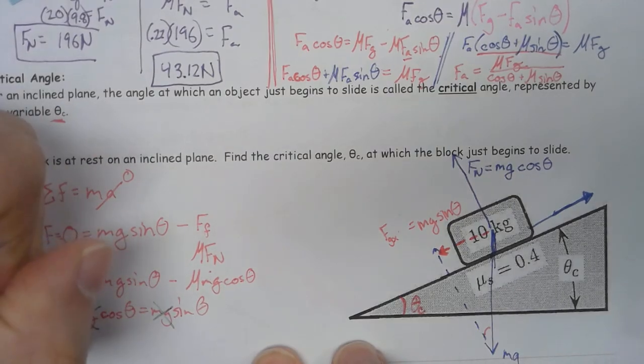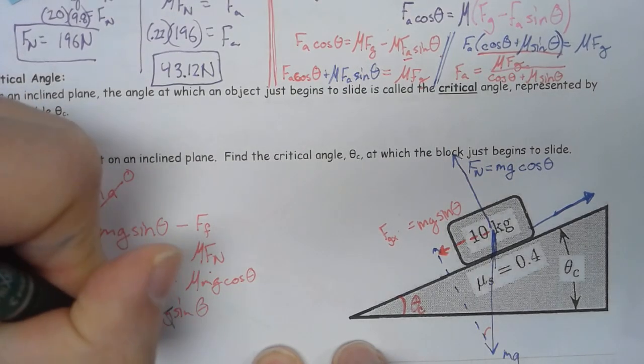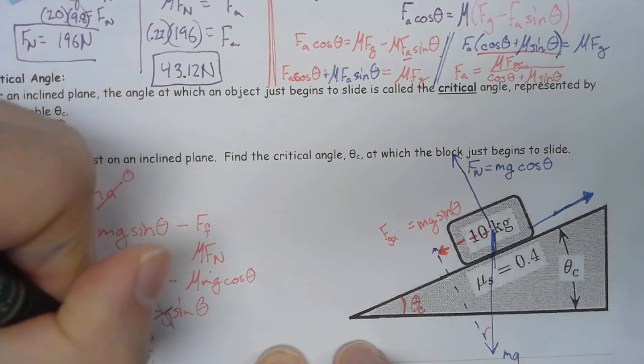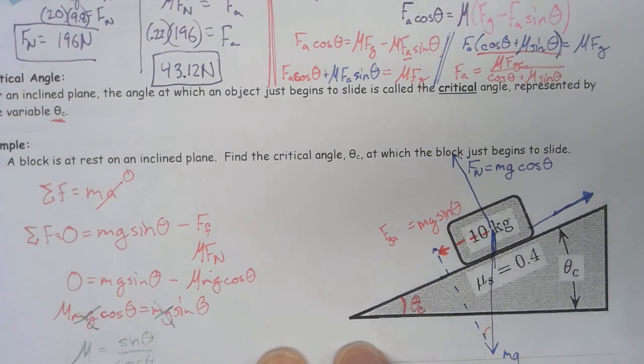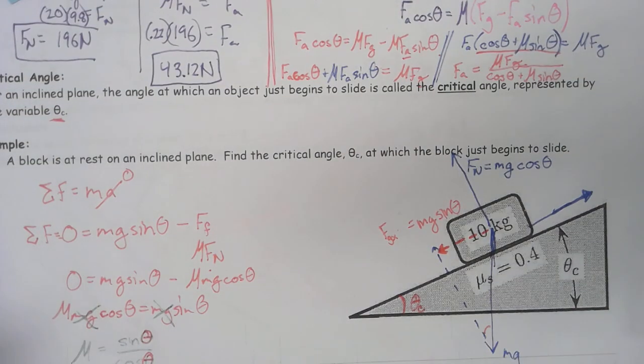I've got mu equals sine theta over cosine theta, which is a trig property, a trig identity. Does anybody have it memorized what the trig identity for sine over cosine is? Tangent.